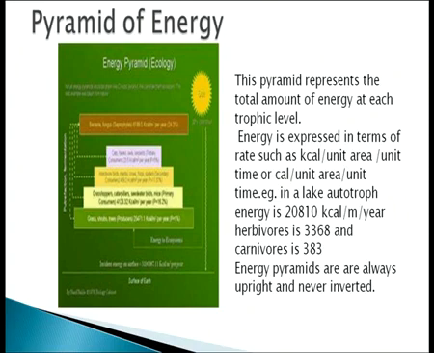The energy is represented in terms of the rate, such as kilocalories per unit area per unit time. It can also be represented as calories per unit area per unit time. For example, in a lake ecosystem, the energy of the autotrophs is 20,810 kilocalories, herbivores is 3,368 kilocalories, and carnivores is 383.